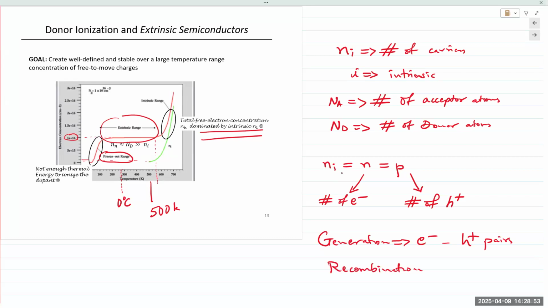The generation is the separation of electrons and holes. Recombination is the combination, or combining, of electrons and holes. And this is going to be important when I come back to the homework problem. Okay. So generation and recombination are important processes. And one more point about that is it is occurring constantly.